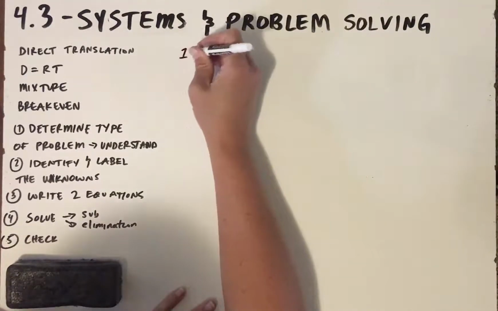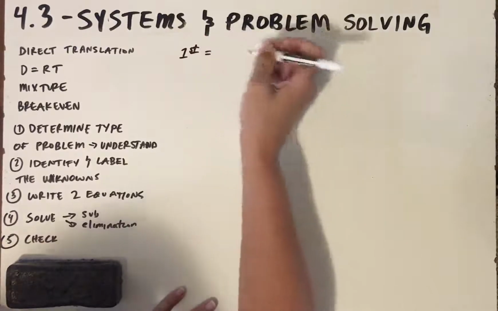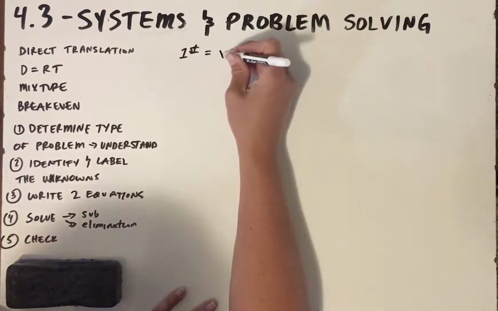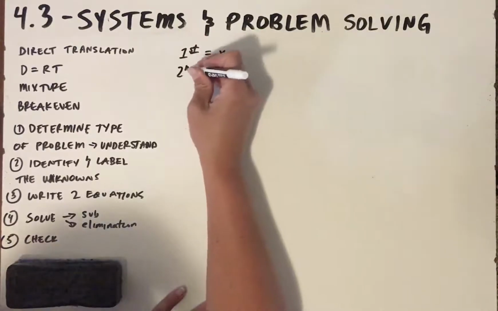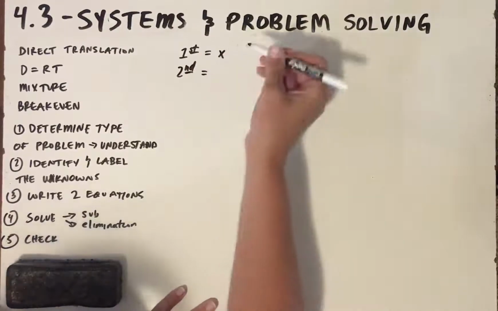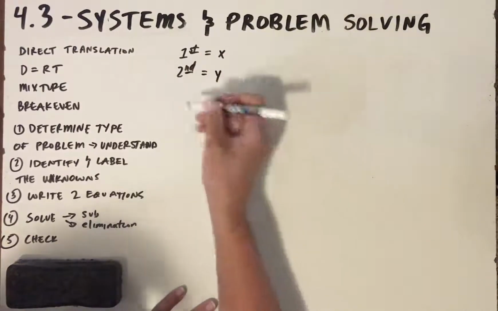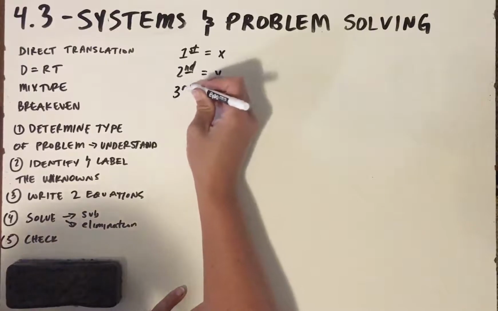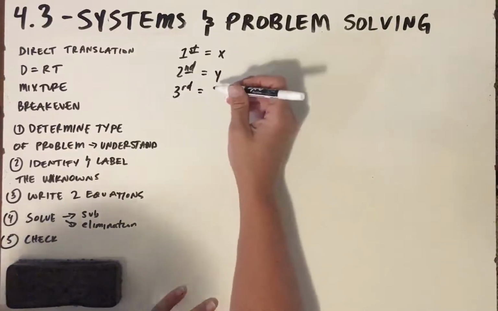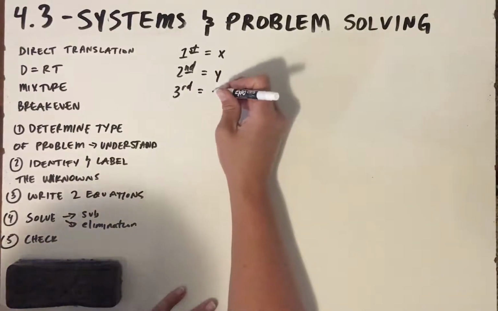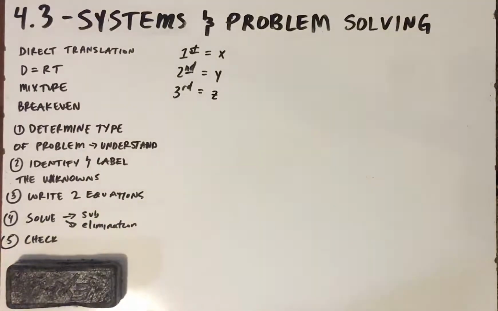So we'll say the first number. Oh, do I know what it is? I have no idea, so I'm going to let it be x. The second number, do I know what it is? No idea, but it's a different number than the first number, so I'm going to let it be y. And the third number, no idea what it is, but it is a different number than both of those, so I'm going to label it z.